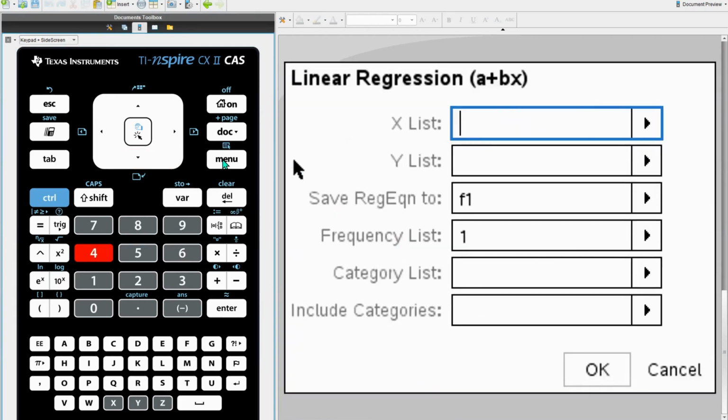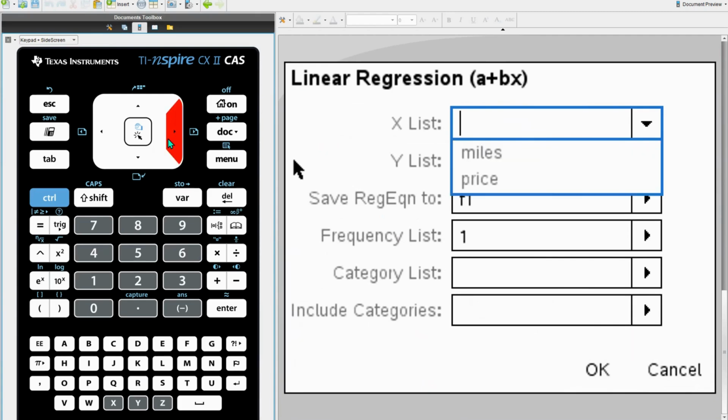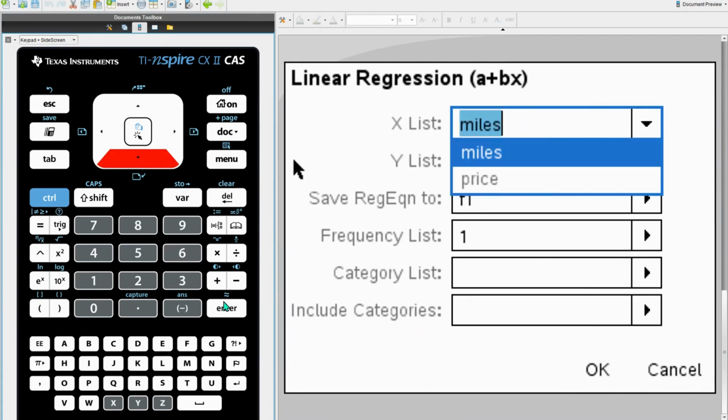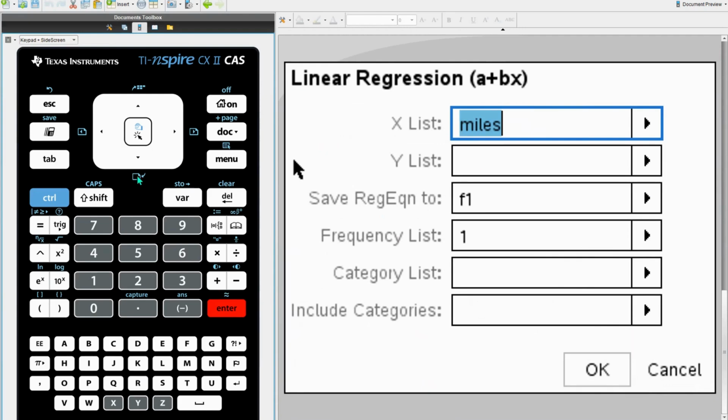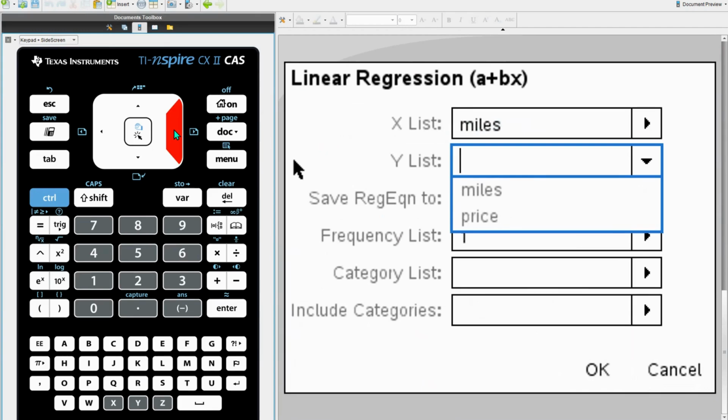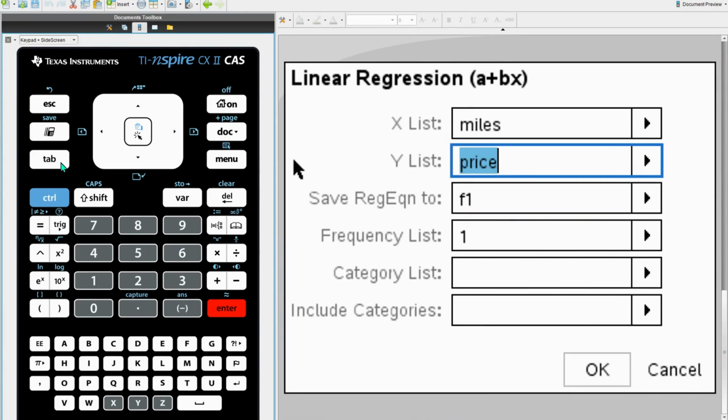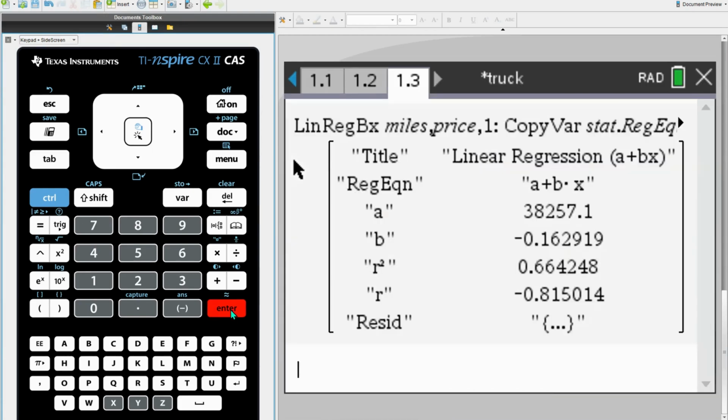And it asks us, well, what's our X data? If we click on the right arrow on our touchpad, a pop-up menu comes up. We're going to say our X data is miles. Hit enter. Hit tab to go to the next one. Right arrow. And what's our Y data? Our Y data is the price data. And everything else can be left the same. We say OK. And we get this printout.